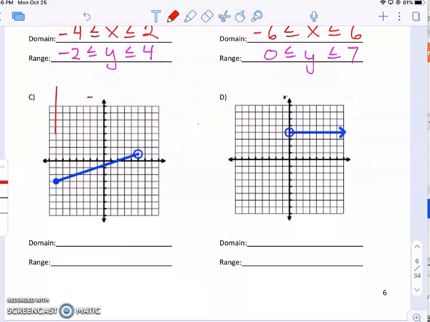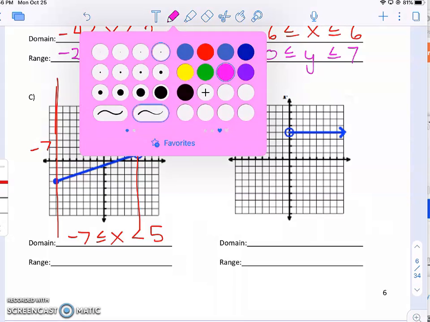So we'll put here to here. 1, 2, 3, 4, 5, 6, -7. 1, 2, 3, 4, 5. But you'll notice that open circle. Open circle means that it doesn't include it. So I'm going to go -7 is less than or equal to x, and I'm just going to put less than 5. So it means it goes all the way close to 5, but doesn't include it.